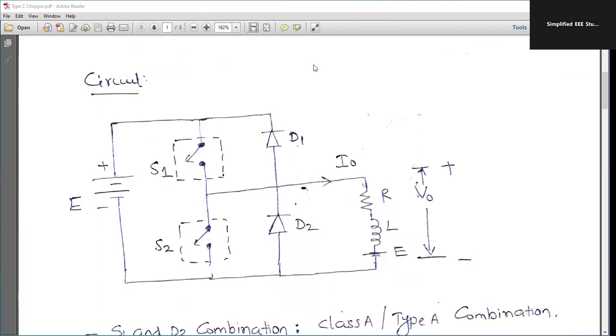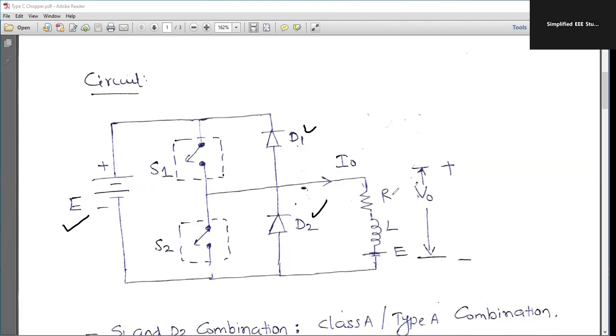Now, the most important part of type C chopper, you need to be familiar with the circuit diagram of type C chopper. So type C is basically a combination of type A and type B chopper. So we have input E and we have two switches S1 and S2, and parallelly we have D1 and D2. Then it is directly connected to the RLE load. RLE load is basically a DC motor.